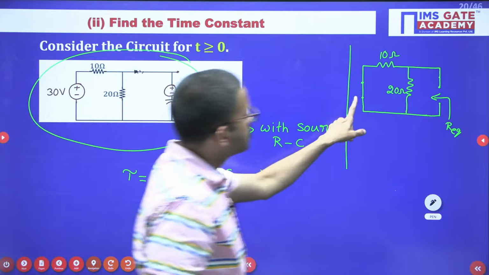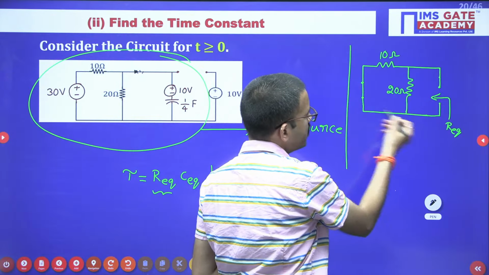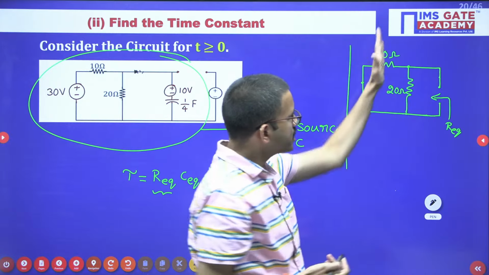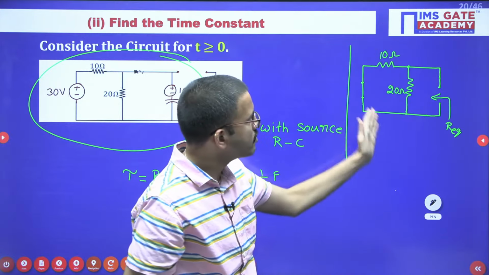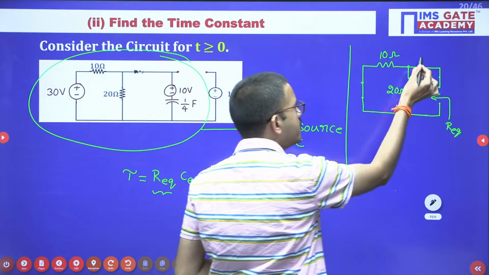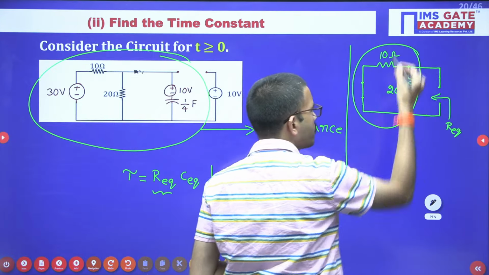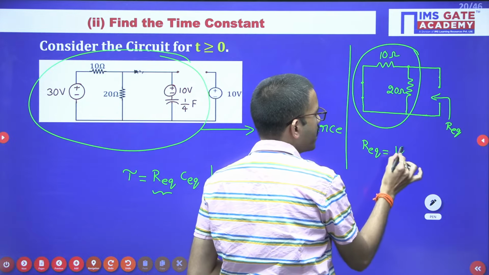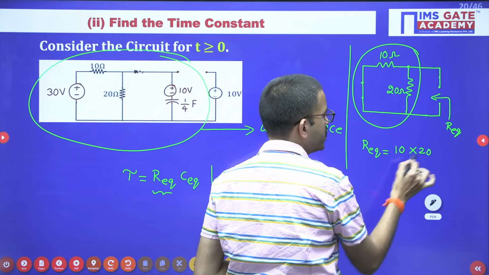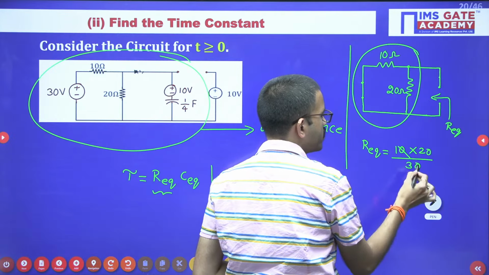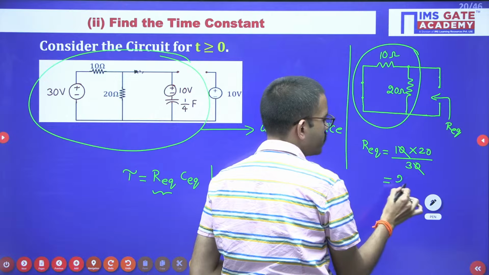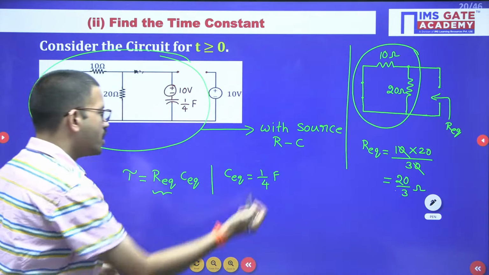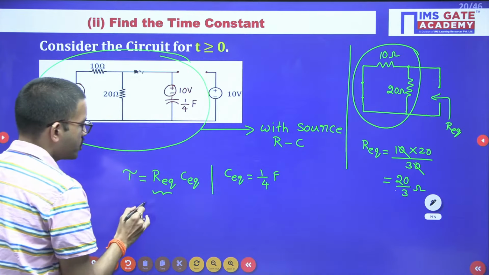Just observe here. This point, all are the same, right? From this point to this point you have one resistor, and in this branch you have one more resistor. So these two are connected in parallel. So R equivalent equals 10 parallel to 20, that means 10 into 20 divided by 30. Here the 10 gets cancelled, so you get 20 by 3, units are ohm. Now that R equivalent and C equivalent you can substitute here.